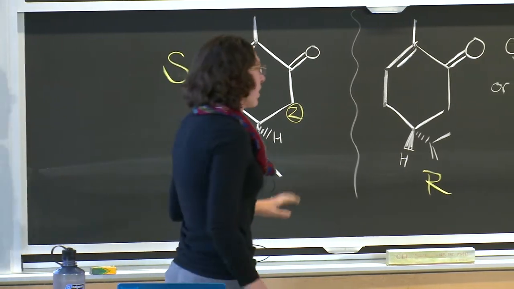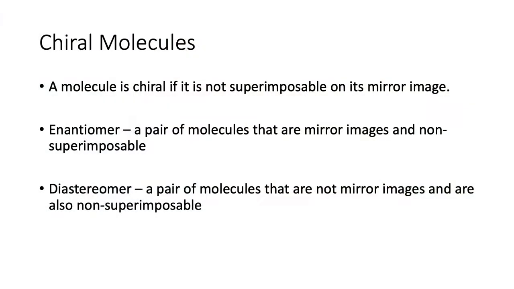So we can talk about different chiral centers, and we can also talk about chiral molecules as a quick review. If you have chiral centers in your molecule, then you'll have potentially a chiral molecule. A molecule is chiral if it is not superimposable on its mirror image. And within that, we have two other ways to name these stereoisomers.